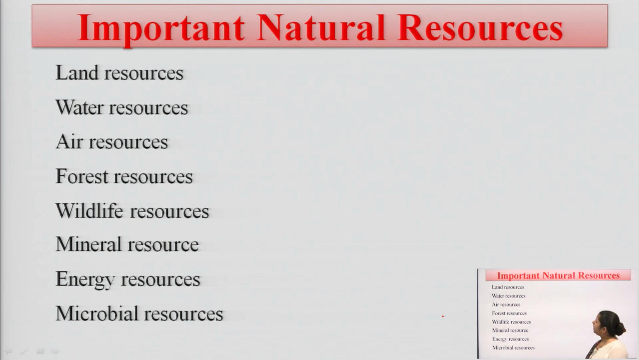Now, what are the basic or important natural resources we are going to study in our environmental science? There are so many important resources as I have listed here, but we will discuss some of them in detail in our next classes. So, here you see the important natural resources which we are gifted from our nature: land resource, water resource, air resource, forest resource, wildlife resource, mineral, energy, microbial resource. These all are the important resources which we are going to study in detail.